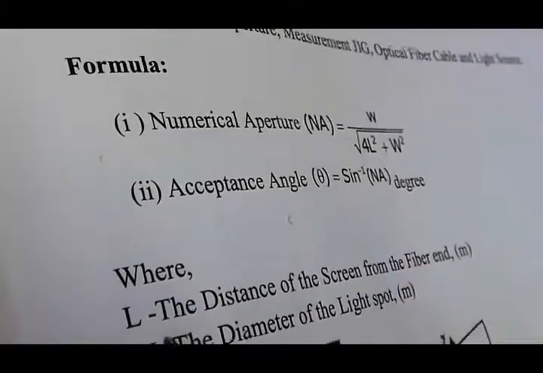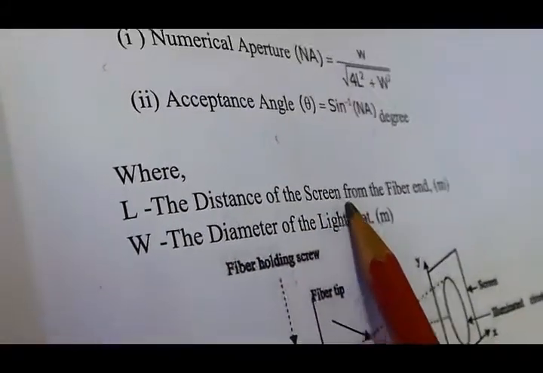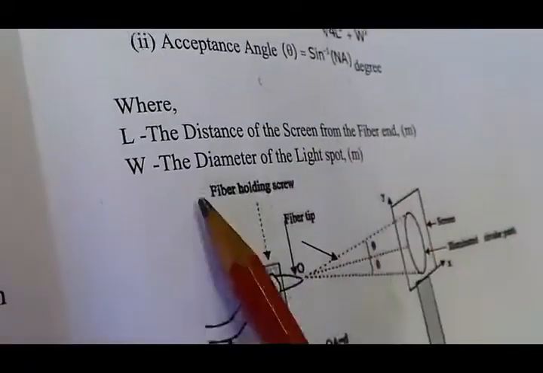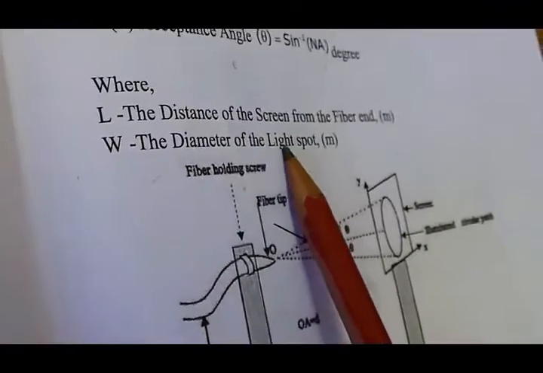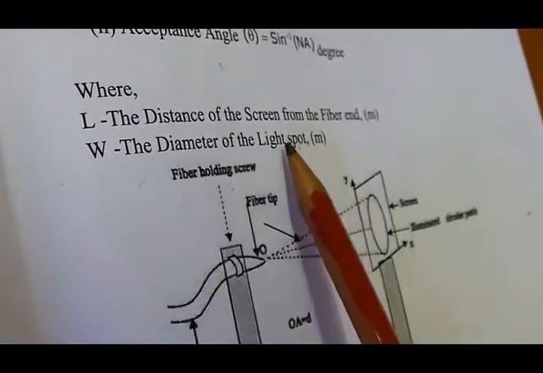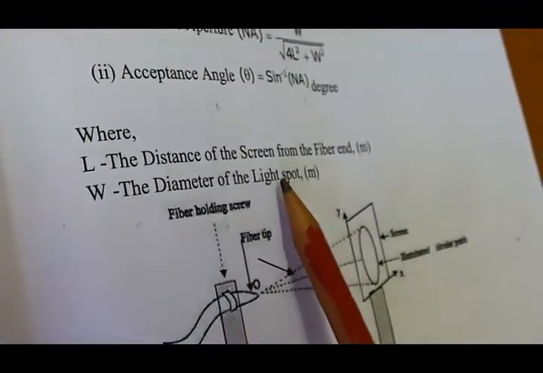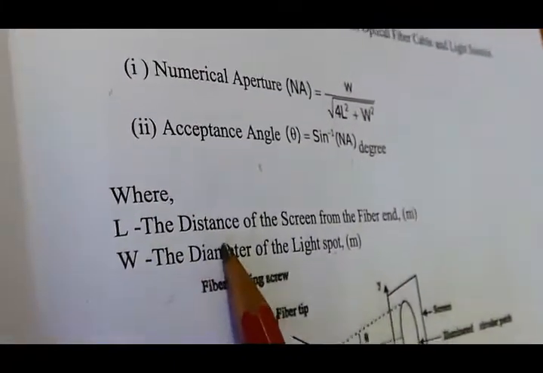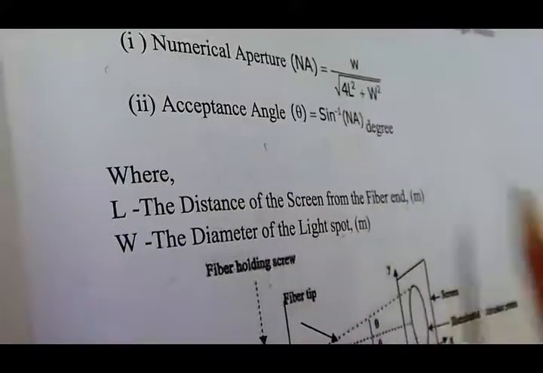So what is this? L is the distance of the screen from the fiber end, and W is the diameter of the light spot, the light which has been spreading onto the particular circle. So W is the diameter of the light spot and L is the distance of the screen from the fiber end.